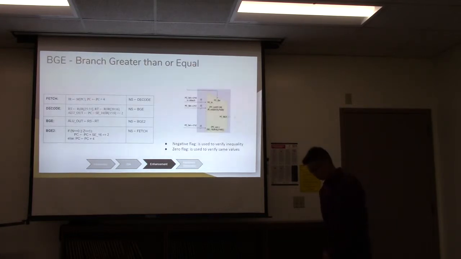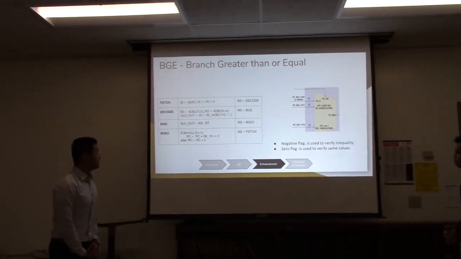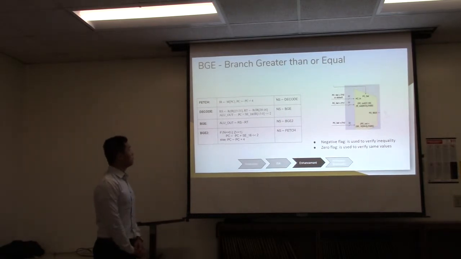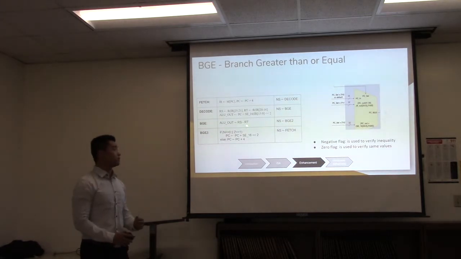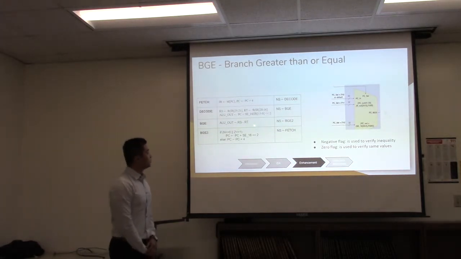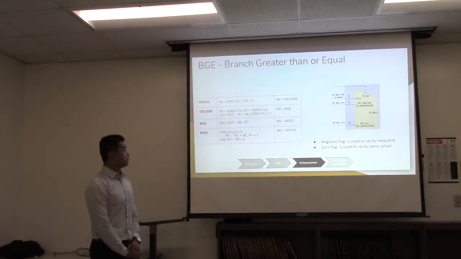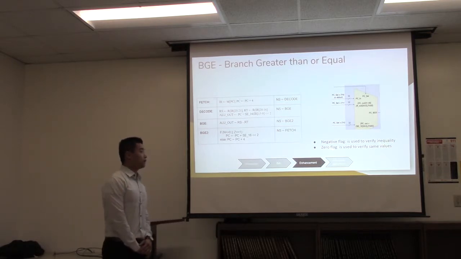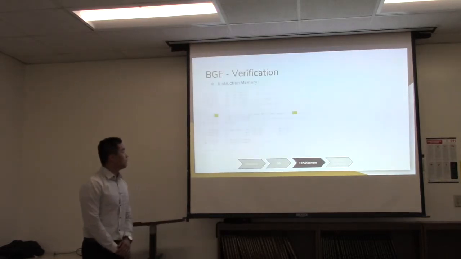And then similarly for the branch greater than or equal to, in fetch and decode, we're still performing the same thing of updating the IR, the PC, initializing RS, RT, as well as calculating the effective address. And in the branch greater than or equal to, we are performing a comparison by subtracting RS and RT. In the result of the ALU, we are looking for two flags in specific: the negative flag, which is used to verify the inequalities between RS and RT, as well as the zero flag to verify if they are the same value. If it's the same value, then the zero flag will go off.